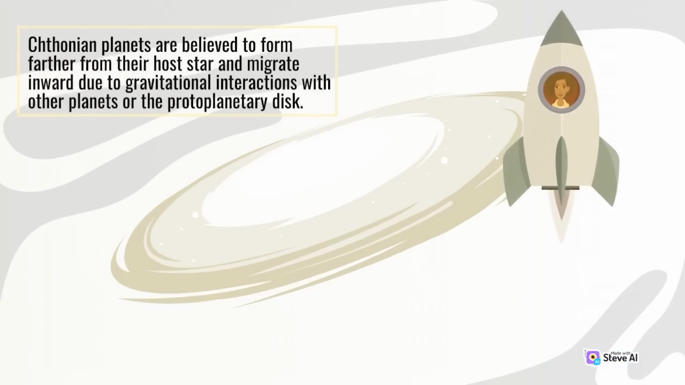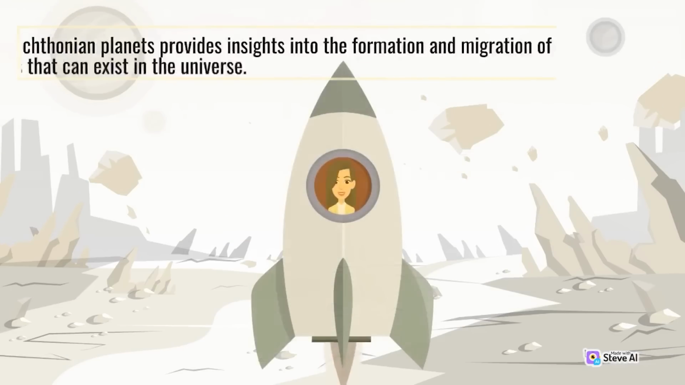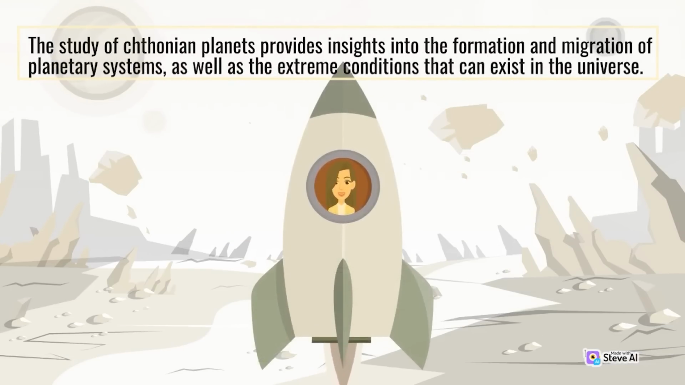Chthonian planets are believed to form farther from their host star and migrate inward due to gravitational interactions with other planets or the protoplanetary disk. The study of Chthonian planets provides insights into the formation and migration of planetary systems, as well as the extreme conditions that can exist in the universe.